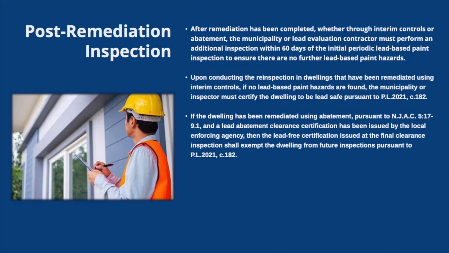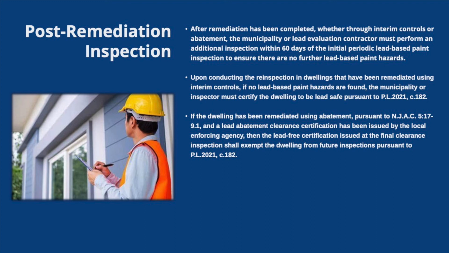So if you're conducting this inspection in a dwelling that was remediated using interim controls, if no lead-based paint hazards are found, the municipality or the inspector will certify the dwelling as lead safe with that lead safe certification. Because interim controls are only intended to temporarily reduce exposure, you would get a lead safe certification, because there could be, lead-based paint could re-enter the environment and an exposure could happen later. So for that reason, interim controls will lead to a lead safe certification pursuant to this law.